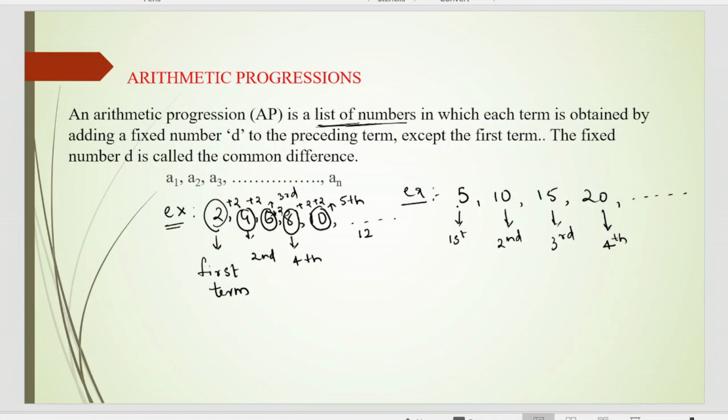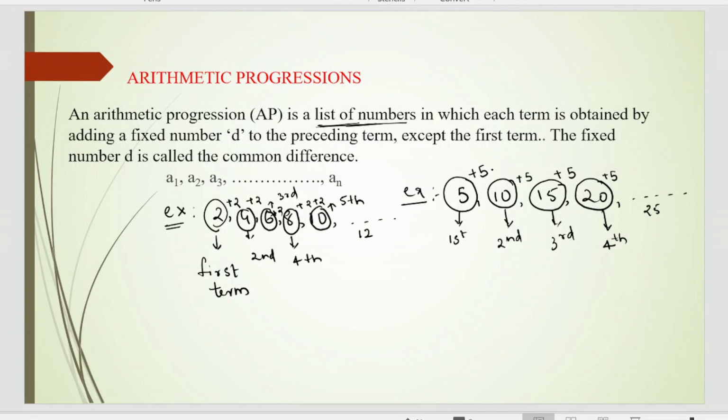So if you see the first term, it is 5, right? How do you get the second term? We will be adding plus 5 to the first term so that you will get the second term. And if you add plus 5 to the second term, you will get the third term. And if you add plus 5 to the third term, you will get the fourth term. If you add plus 5 to the fourth term, you will get the next term, which is the fifth term, which is 25. Clear?